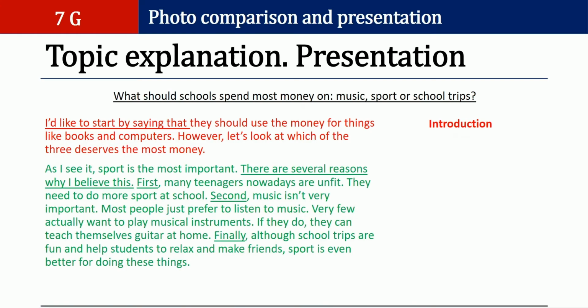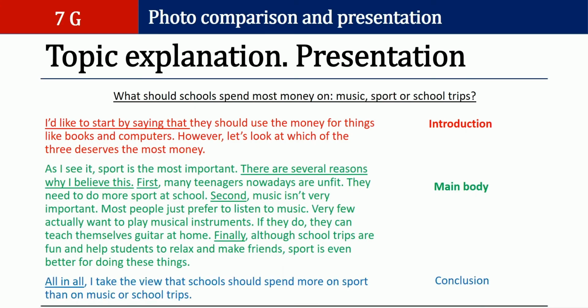Then you have the main body where you justify your opinion or give reasons why you think so. You can use linking devices like first, second, finally to enumerate the arguments. The last stage is conclusion, where you restate your opinion. You can start it with phrases such as all in all or to summarize.